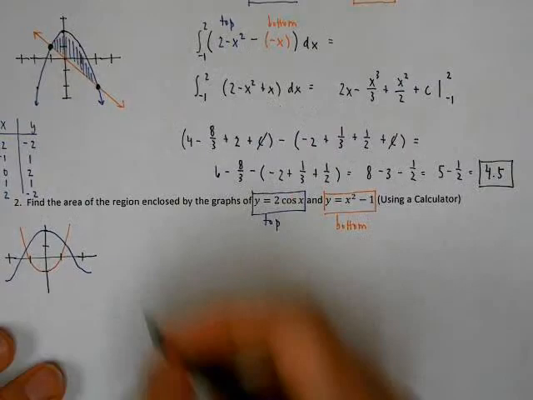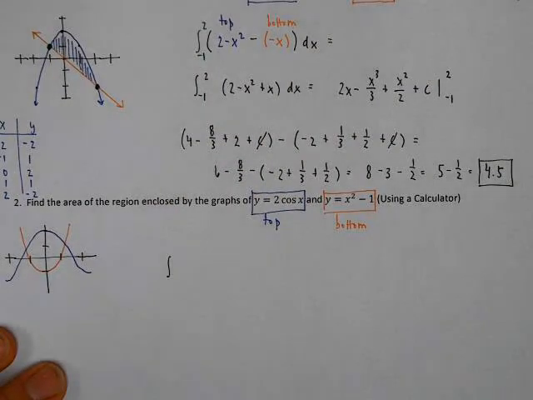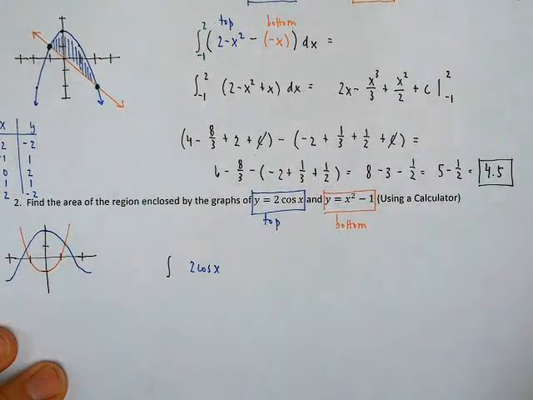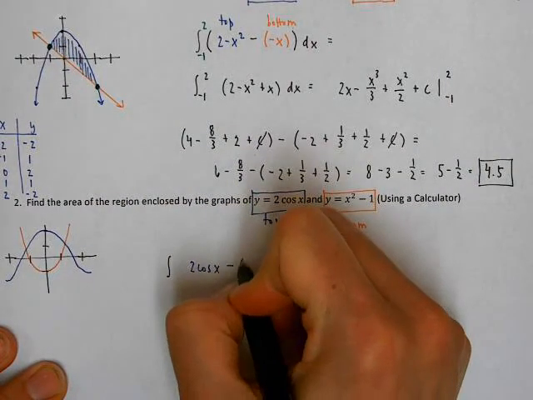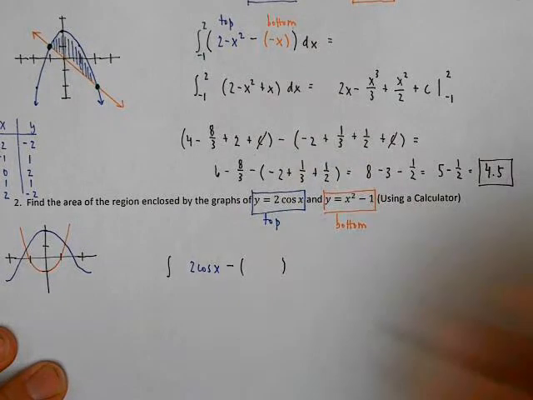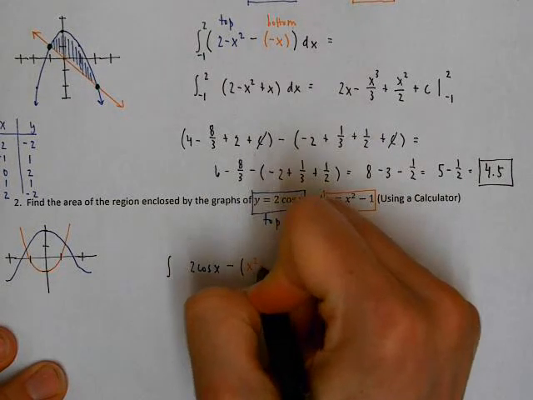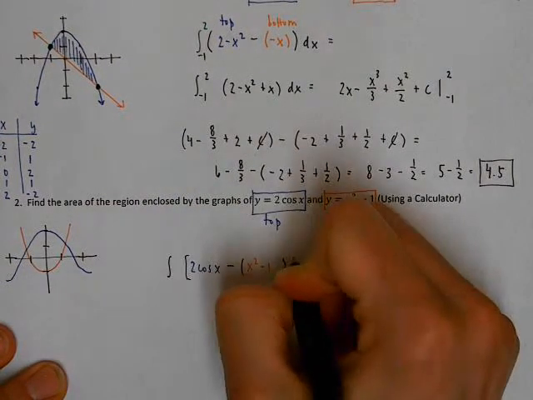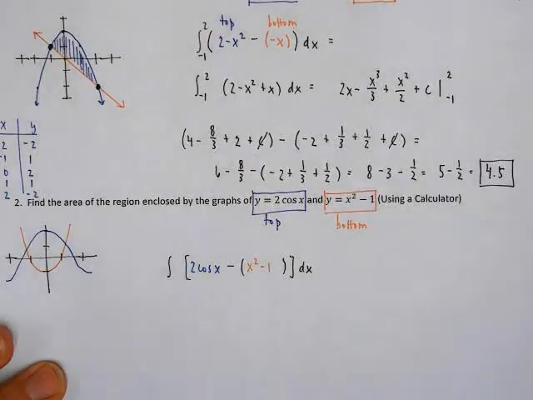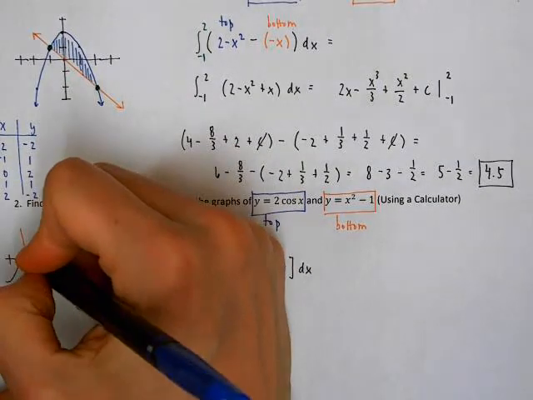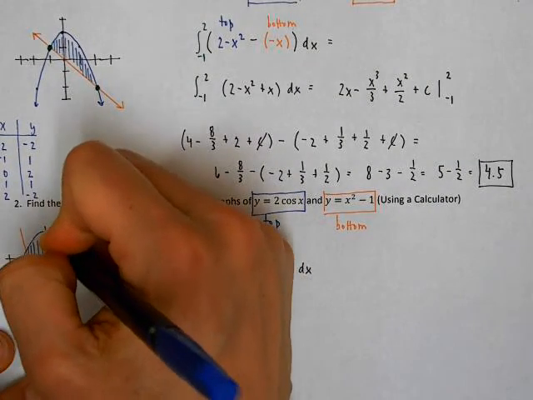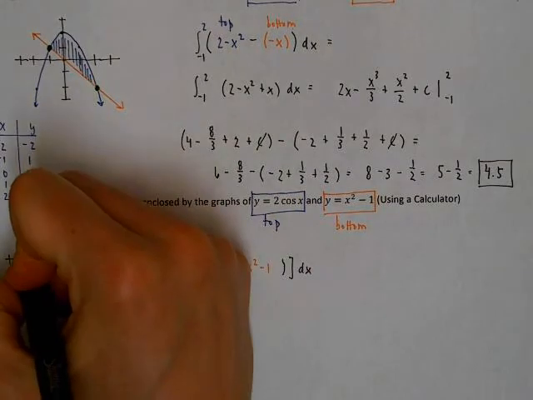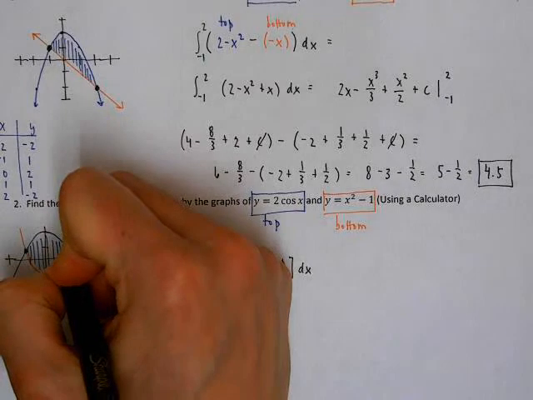So if I want to get started on my integral, I know I'm going to be doing the top, so 2 cosine of x, and then I'm doing minus, and again I'm going to put this in parentheses, x squared minus 1, and I'm integrating with respect to x, dx. So again, I'm finding this area that's trapped in between here. Now, I'm going to use my calculator to help me find these intersection points.